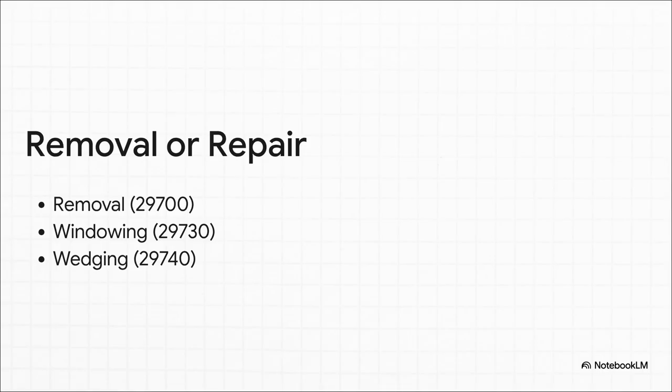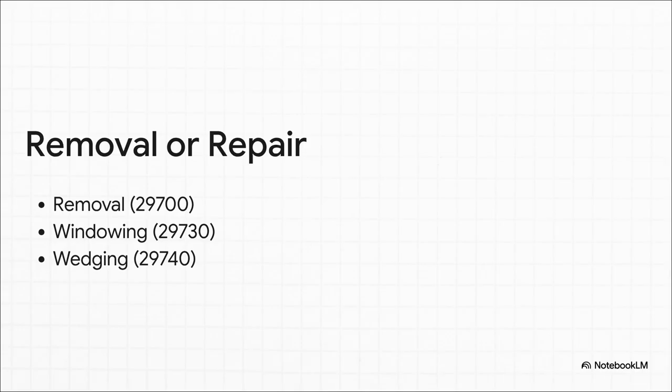Code 29700 is for standard removal or bivalving. Bivalving simply means the doctor uses a cast saw to cut down both sides of the cast, splitting it into two halves to relieve pressure. Code 29730 is for windowing a cast. This is literally when a doctor cuts a small window into that hard fiberglass shell so they can check on an underlying wound or a surgical incision without having to destroy the whole cast.